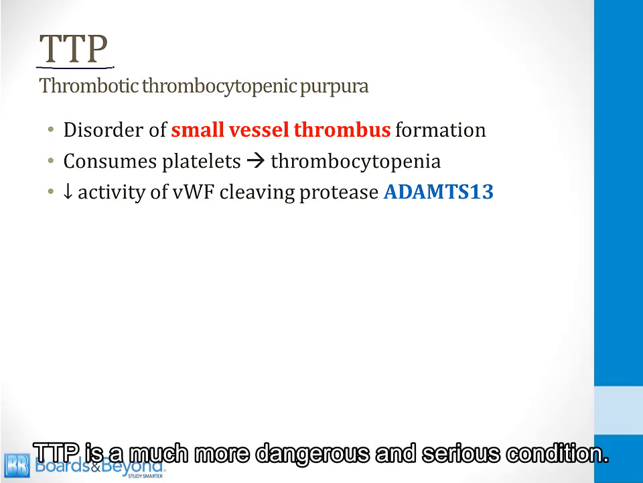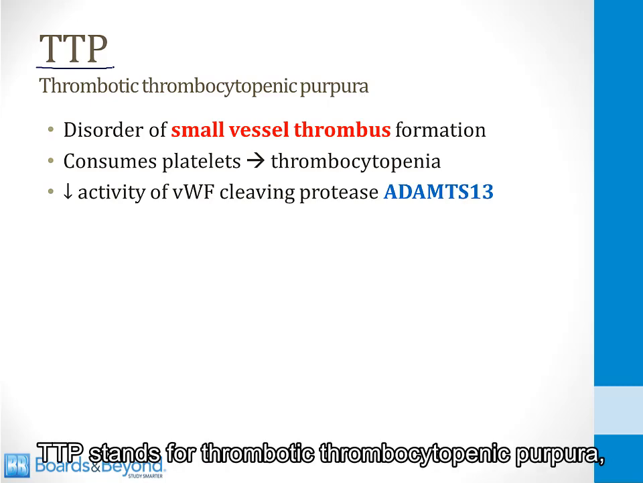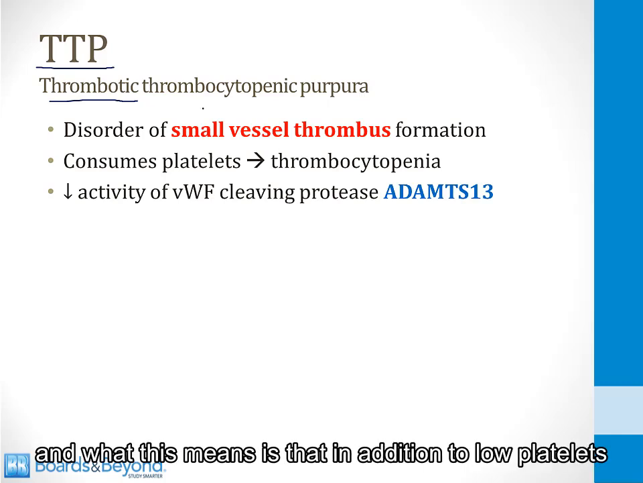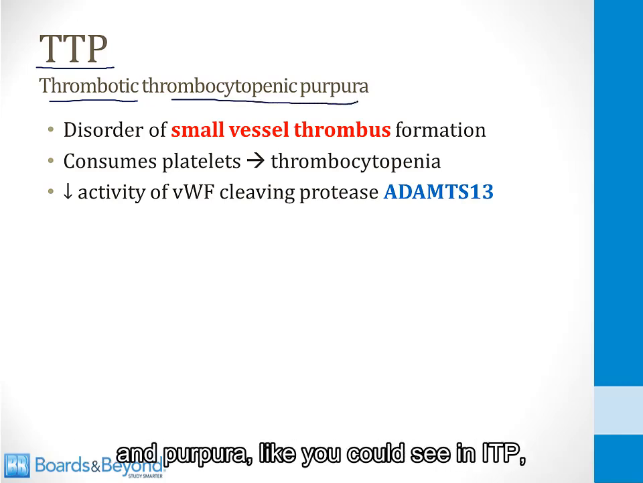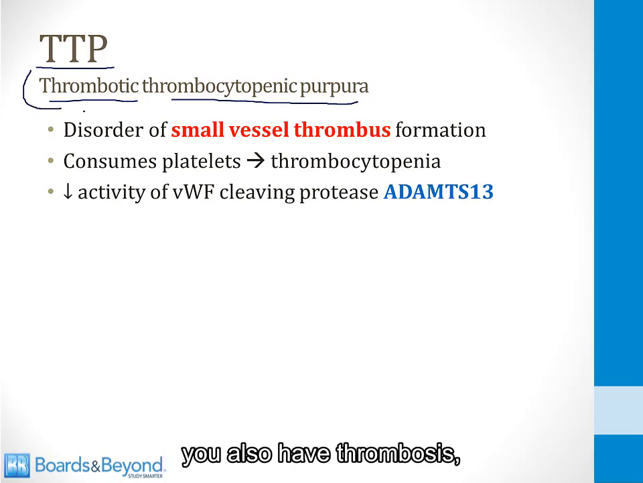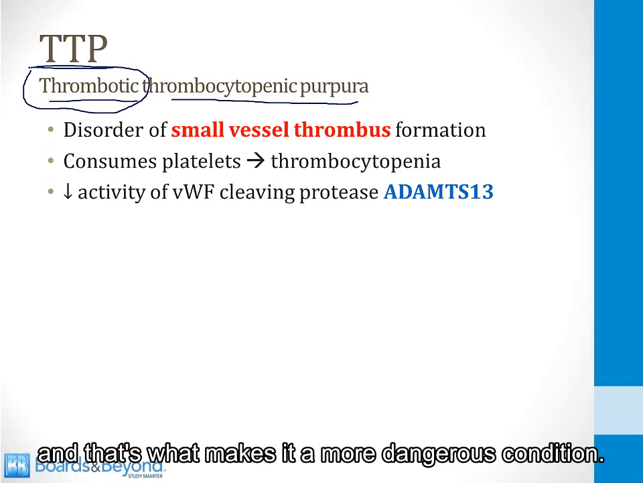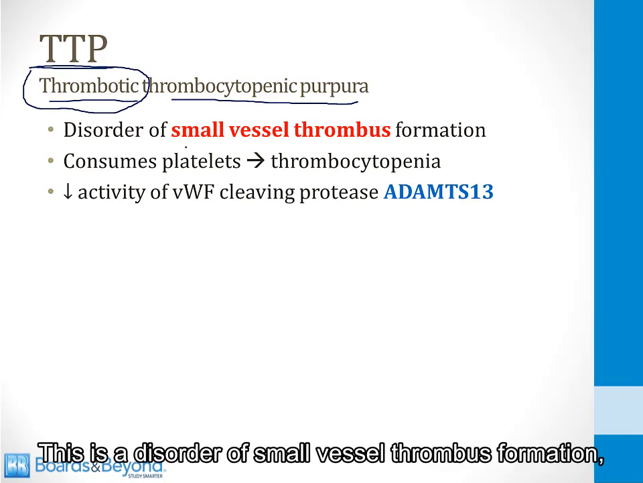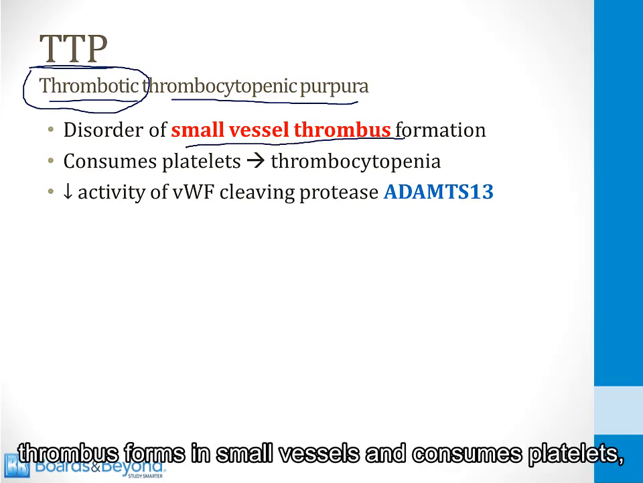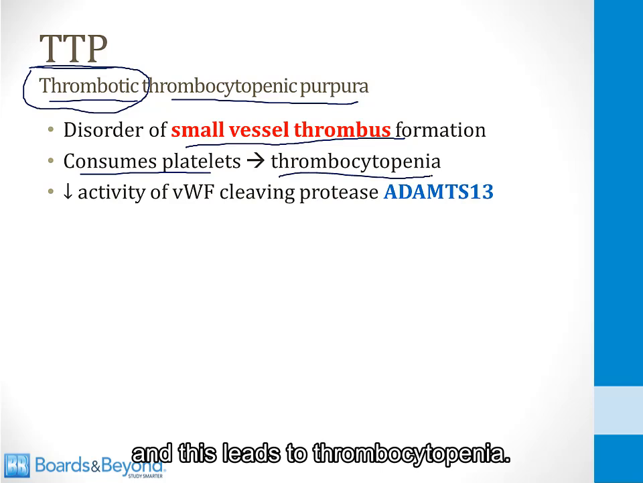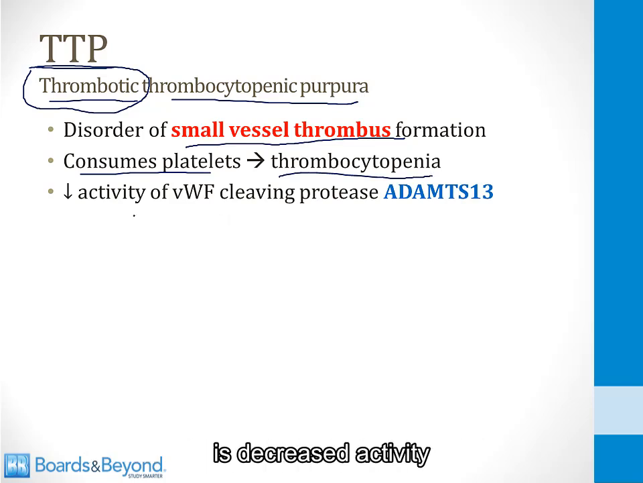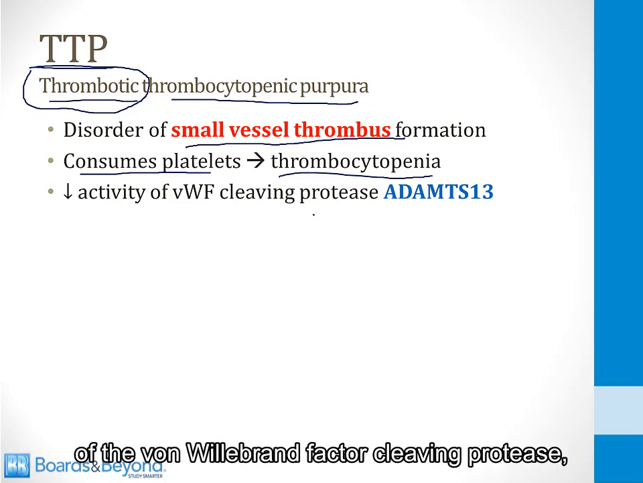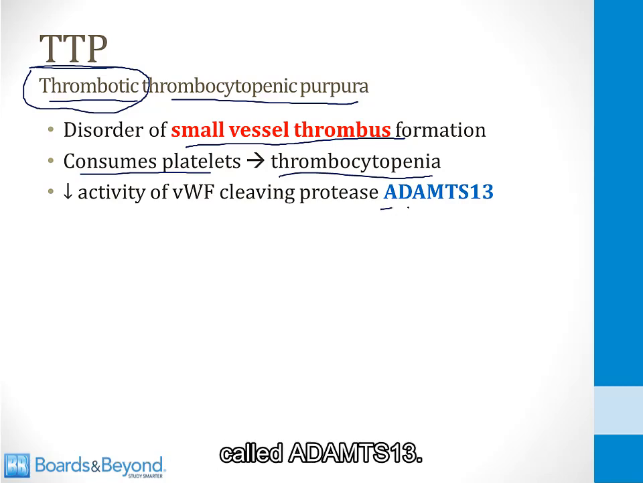TTP is a much more dangerous and serious condition. TTP stands for thrombotic thrombocytopenic purpura, and what this means is that in addition to low platelets and purpura, like you can see in ITP, you also have thrombosis, and that's what makes it a more dangerous condition. This is a disorder of small vessel thrombus formation. Thrombus forms in small vessels and consumes platelets, and this leads to thrombocytopenia. And the underlying cause of TTP, which we'll go through in the next few slides, is decreased activity of the von Willebrand factor cleaving protease called ADAMTS13.